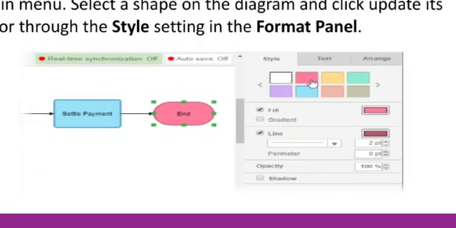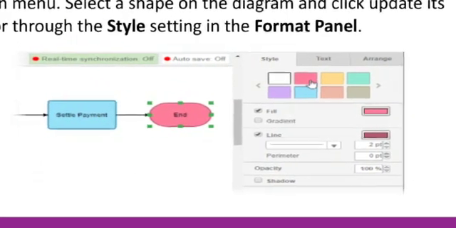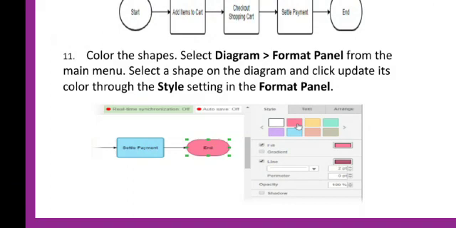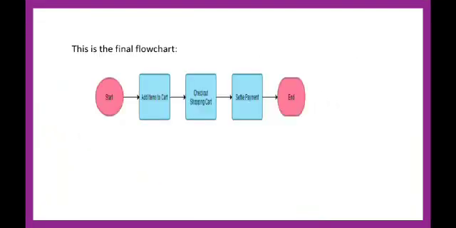Here we have style, text, arrange, and different colors. From this we can take different colors, and at last your final flowchart will look this way with different colors.